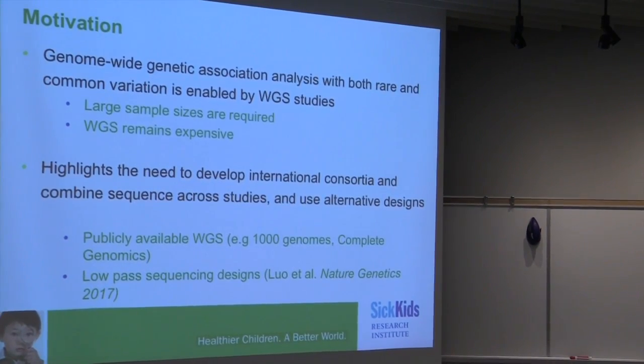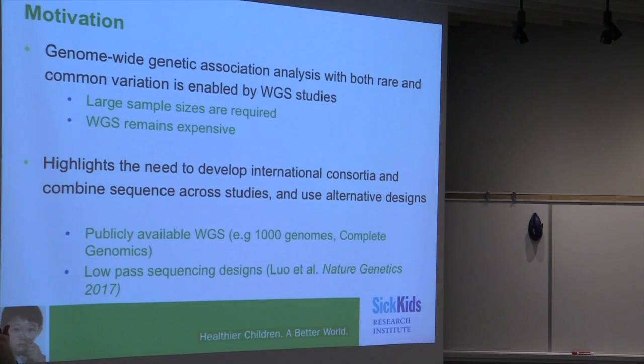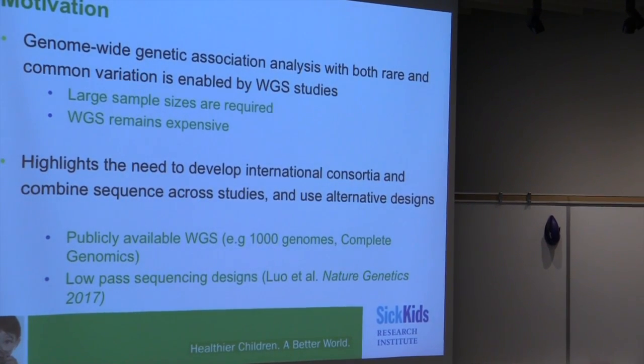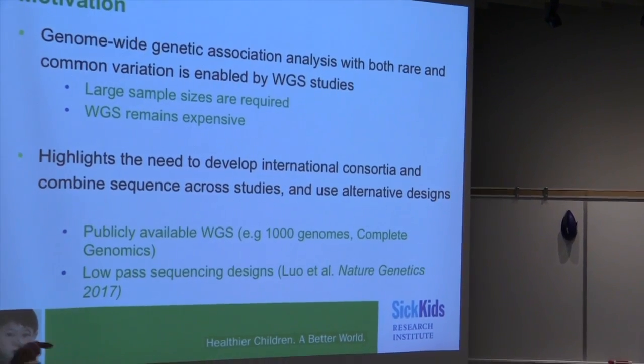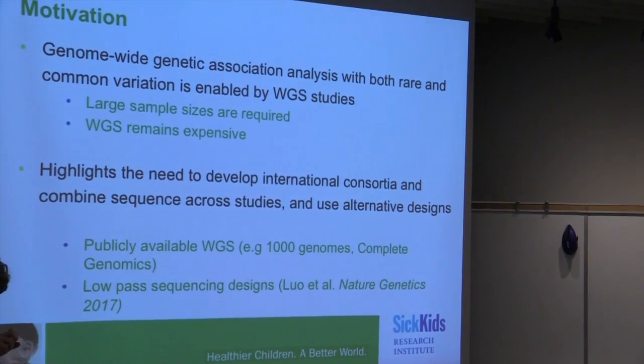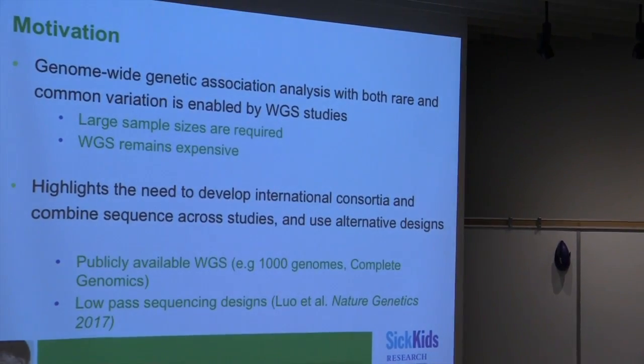Whole genome sequencing studies, using next-generation sequence data, are now allowing us to do genome-wide studies with both rare and common variants, whereas historically we've been using a lot of genome-wide microarrays and looking for common variation that's associated with disease. And of course, in order to be able to carry this off, we need really large sample sizes, since we're looking at rare variants. And whole genome sequence, of course, remains quite expensive.